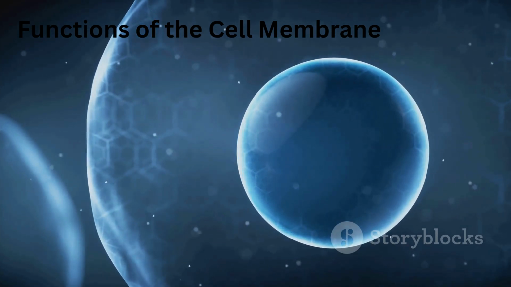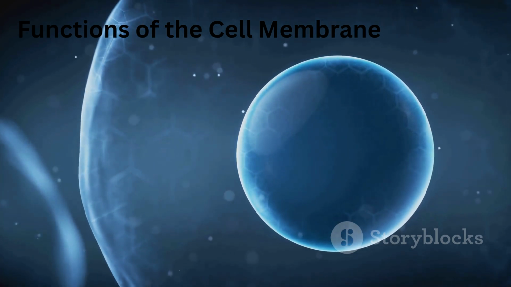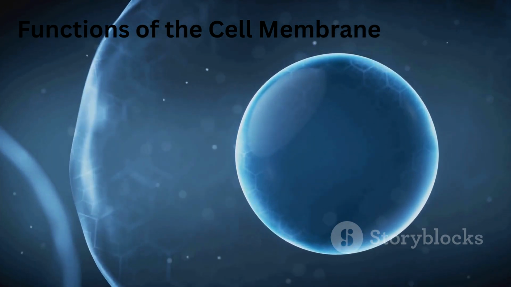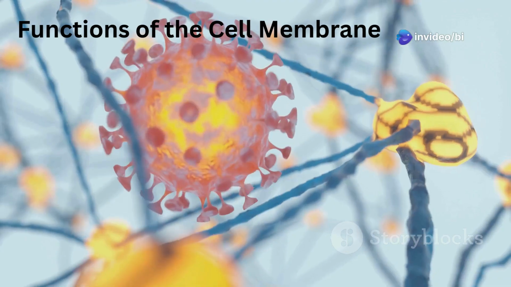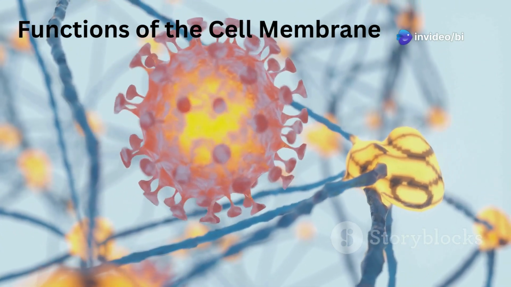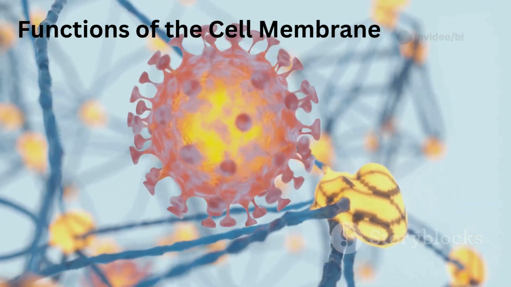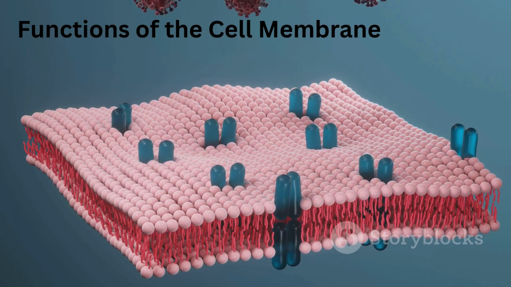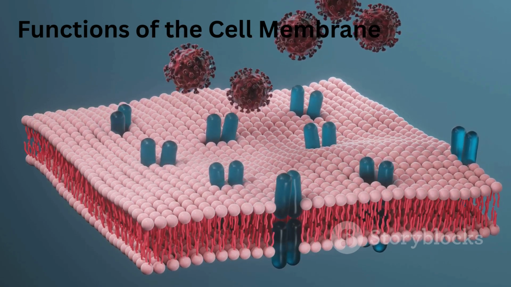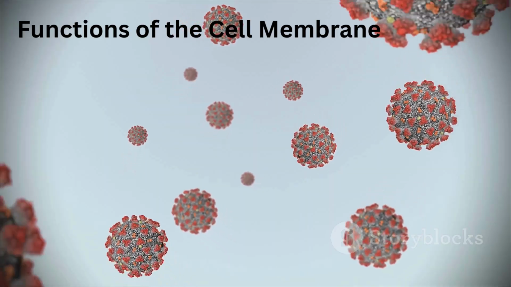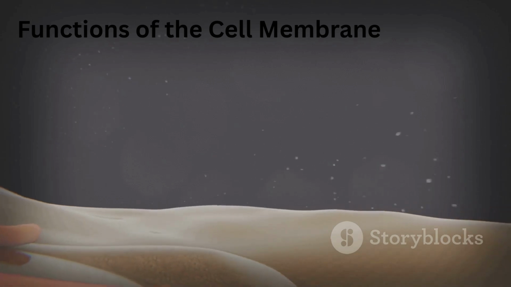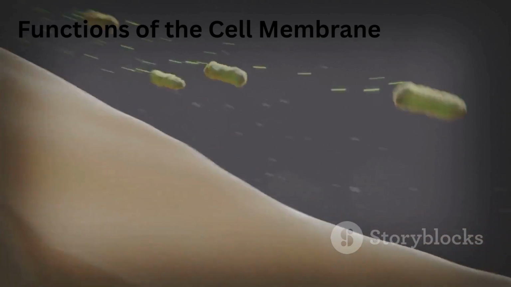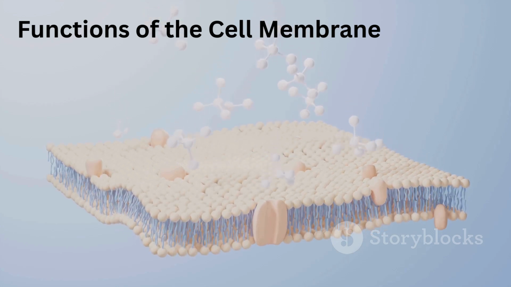Maintaining cell shape and structure. The cell membrane provides structural support to the cell and helps maintain its shape, often in conjunction with the cytoskeleton, a network of protein fibers within the cytoplasm that can anchor to membrane proteins. Enzymatic activity. Some membrane proteins act as enzymes, catalyzing reactions at the cell surface. Endocytosis and exocytosis. These are processes by which the cell can engulf large particles or secrete substances, respectively, by altering the shape of the cell membrane and forming vesicles.